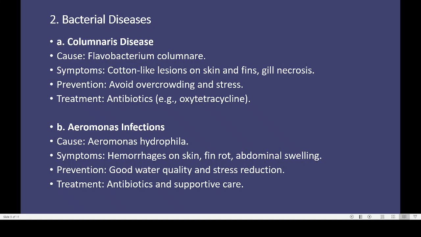Now what are the preventive methods? Avoid overcrowding and stress. If you are putting too many fish into an aquarium, into a tank, that will lead to the spread of infection. We can use some kind of antibiotic like oxytetracycline for treatment of this bacterial disease. Then another is Aeromonas infection. Aeromonas infection is caused by Aeromonas hydrophila.